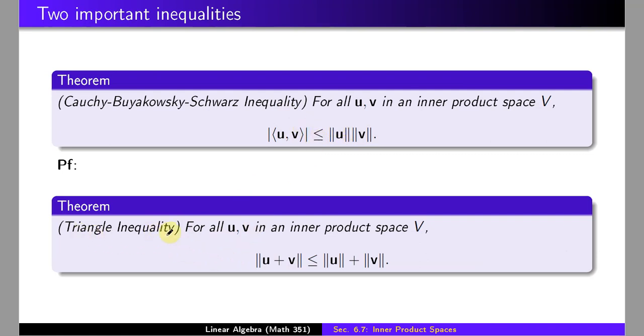The triangle inequality is another very important inequality. It says, what's the largest that the norm of the sum of two vectors would be? Well, it's at most the norm of the one plus the norm of the other.